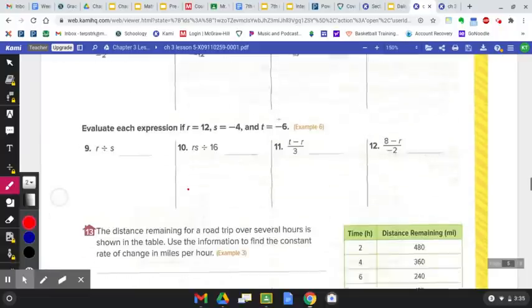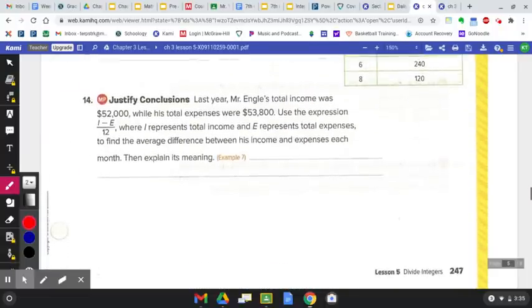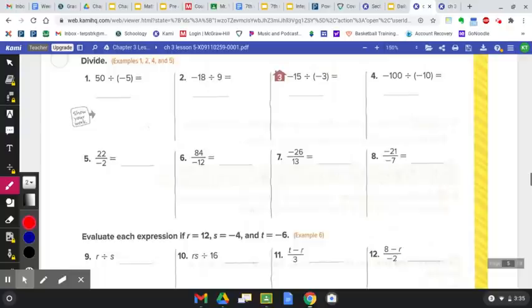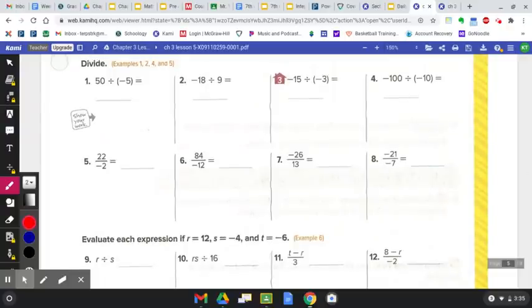All right, take a minute and turn to page 247. Your assignment is going to be 1 through 11, but I want to talk through number 12 first, just so we're all on the same page. If we look at this, it says 8 minus r divided by negative 2. That's what it would read.